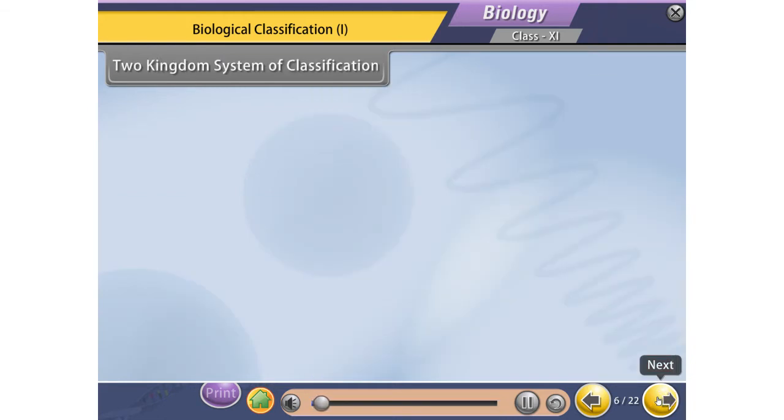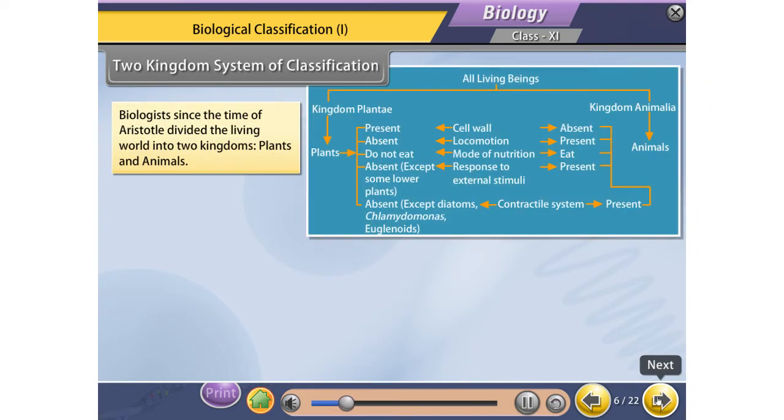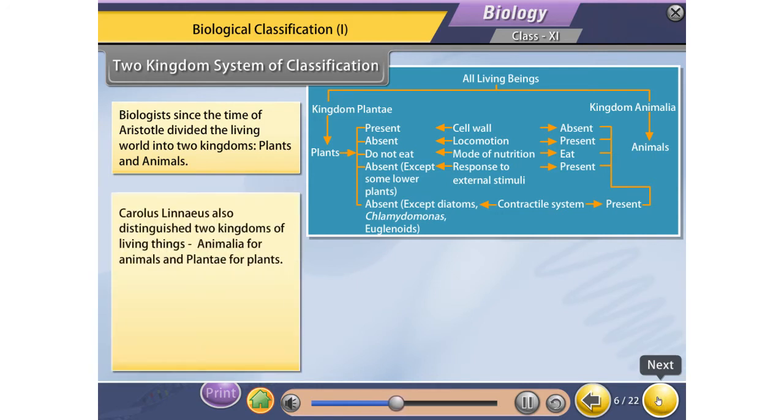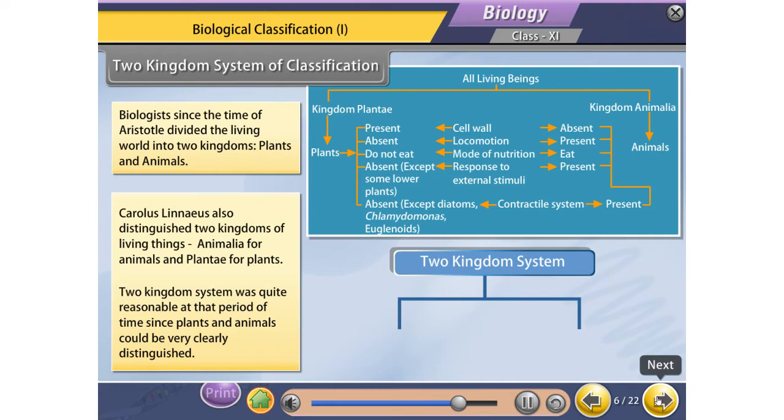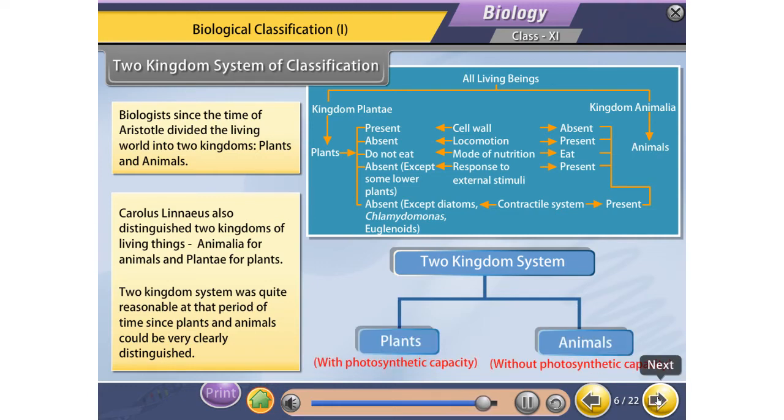2-kingdom system of classification. Biologists since the time of Aristotle divided the living world into 2 kingdoms, plants and animals. Carolus Linnaeus also distinguished 2 kingdoms of living things: Animalia for animals and Plantae for plants. The 2-kingdom system was quite reasonable at that period of time, since plants and animals could be very clearly distinguished.